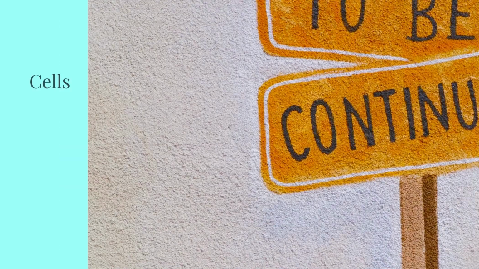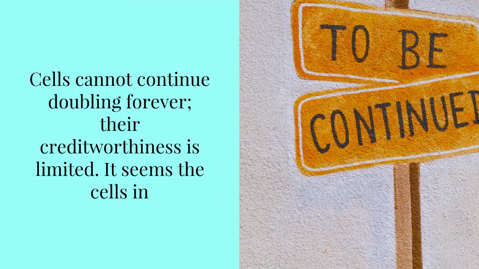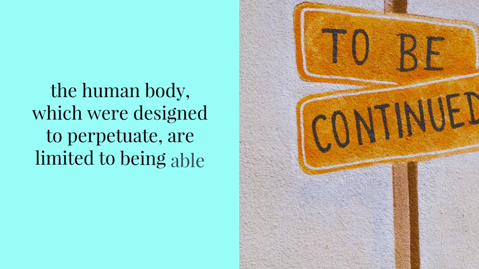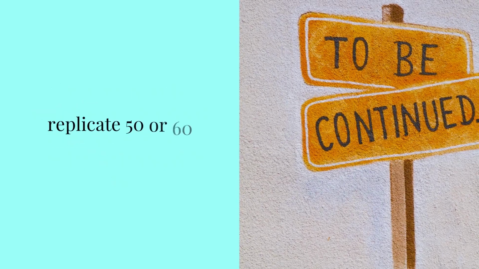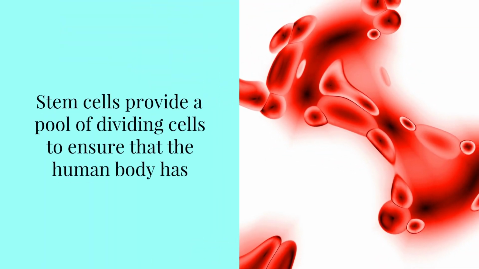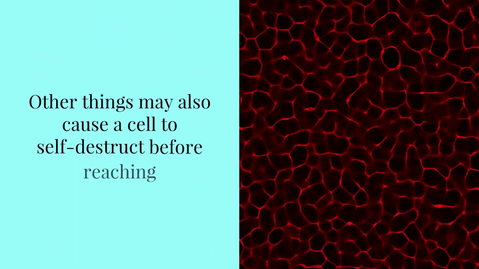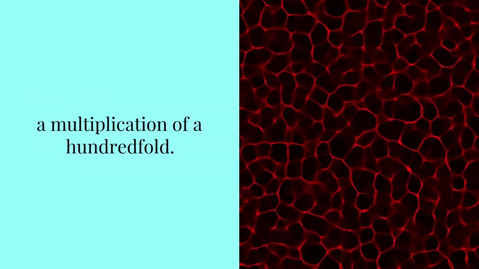it will perish. Cells cannot continue doubling forever, their replication is limited. It seems the human body, which was designed to perpetuate, is limited to being able to replicate 50 times. Stem cells provide a pool of dividing cells to ensure that the human body has ample supplies to preserve. Other things may also cause a cell to self-destruct before reaching a multiplication of 100-fold.